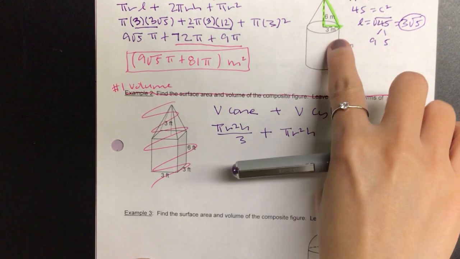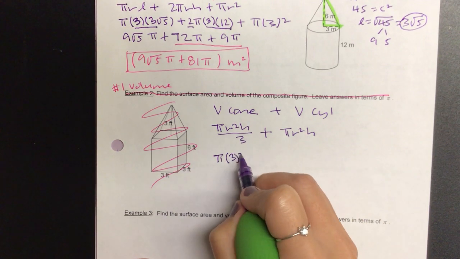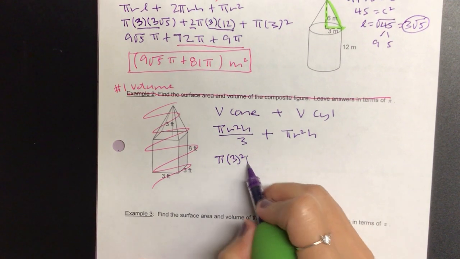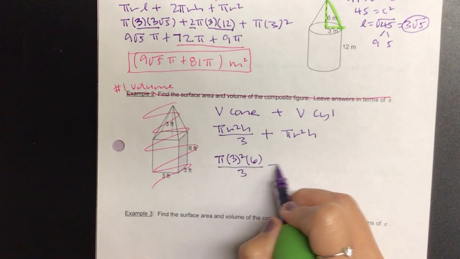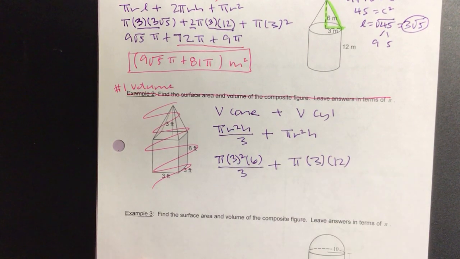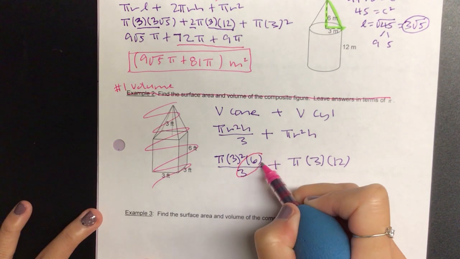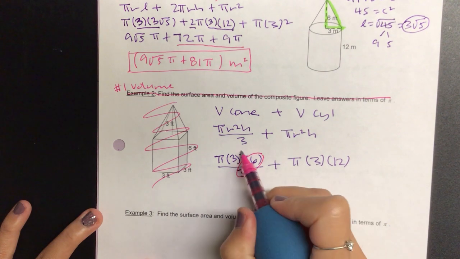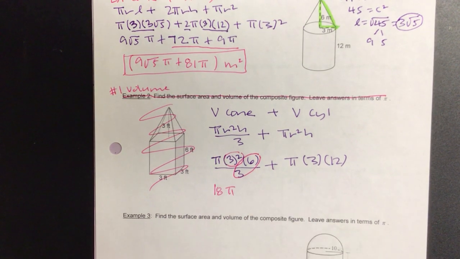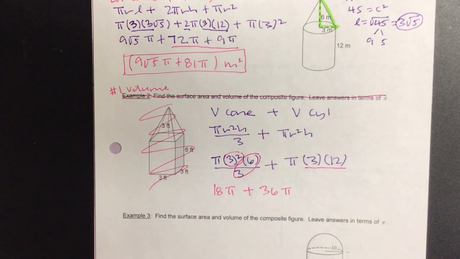Okay, we're using the same figure on this one. So we have pi. The radius of the cylinder is 3. What is the height, not cylinder, cone? What is the height of the cone? 6. All divided by 3. And then we have pi. Cylinder is 3. The height is 12. Let's do this in an easier way. What is 6 divided by 3? What is 2 times 9? 18 pi. What is 3 times 12? 36 pi.